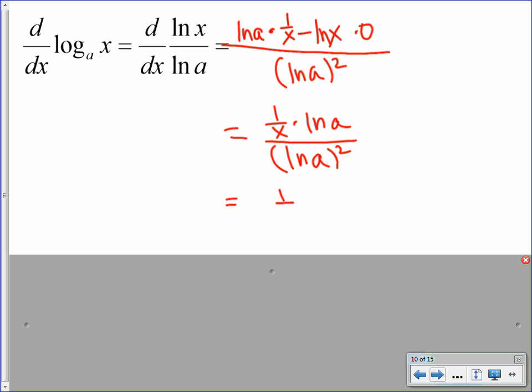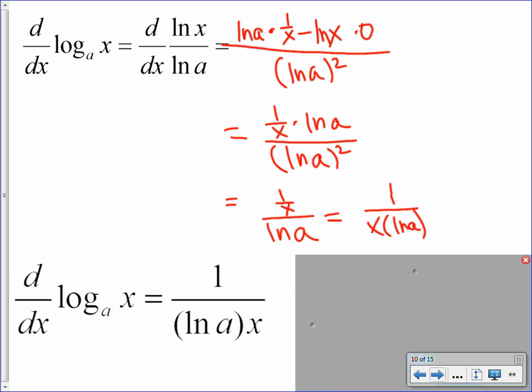Which means those cancel. So it's 1 over x times the natural log of a. So let's talk about what that means. So this is our derivative, this is your rule. It looks pretty similar, right? You have the 1 over x, but if the base isn't e, you need to multiply by the natural log of the base in your denominator. That's the only difference.